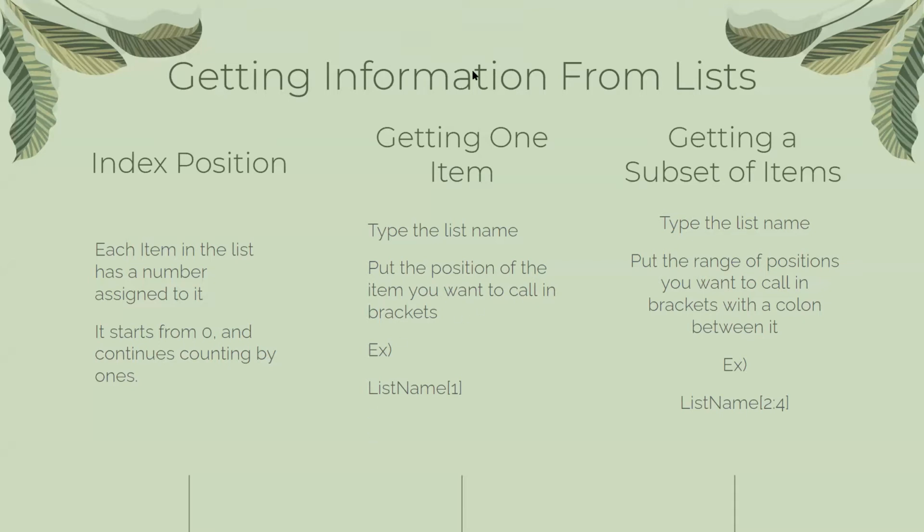So for example, you put the list name and then bracket 1, like this. If you wanted to print the second item of a list, you would do print and then this format right here. I'll show an example after I get to the end of the slide. So getting a subset of items, you first type the list name and then you put the range of positions that you want to call in brackets with a colon between them. For example, here it has list name and 2:4. So we can try this out on the Replit over here.